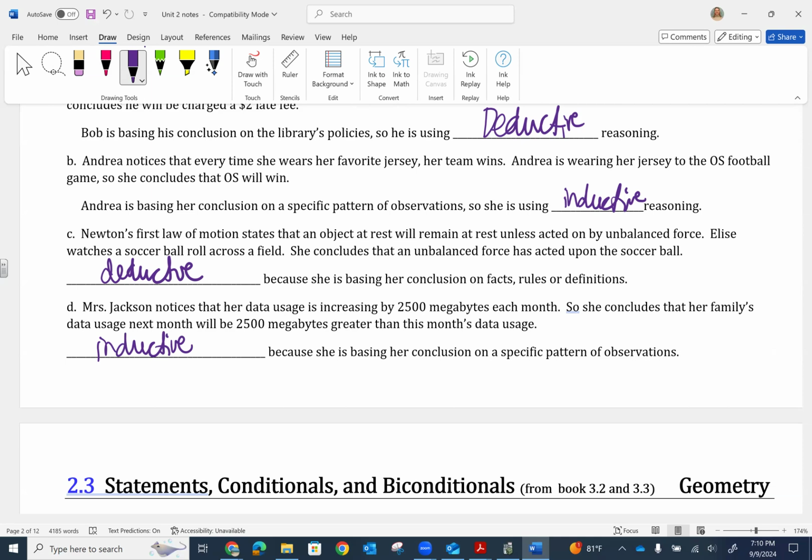Okay. All right. Well, that is what I have for you today. We talked mostly about inductive reasoning. We introduced deductive, but we will do more of that when we get more into proofs.